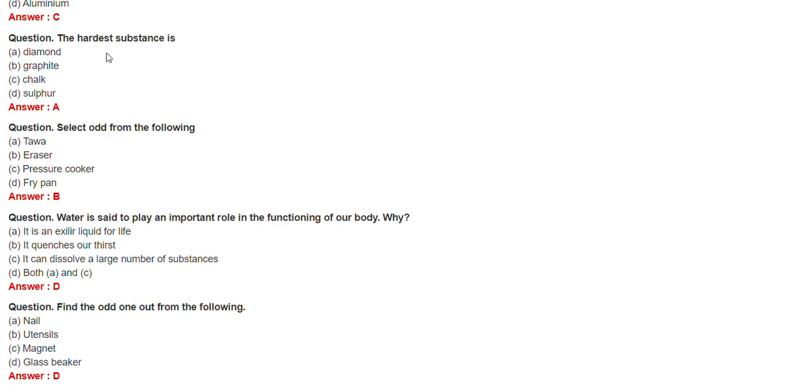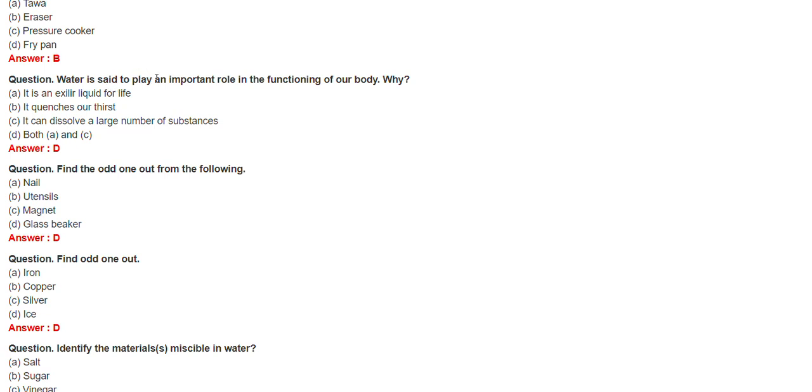The hardest substance is diamond. Select the odd one from the following. Eraser. Water is said to play an important role in the functioning of our body. Why? Both A and C. It is an auxiliary liquid for life. It can dissolve a large number of substances.